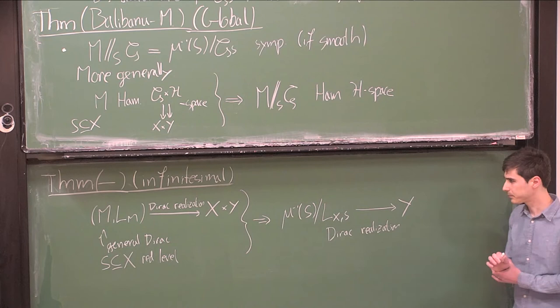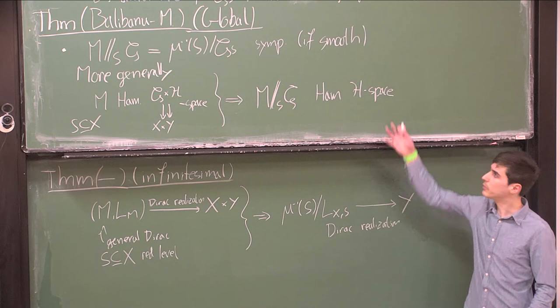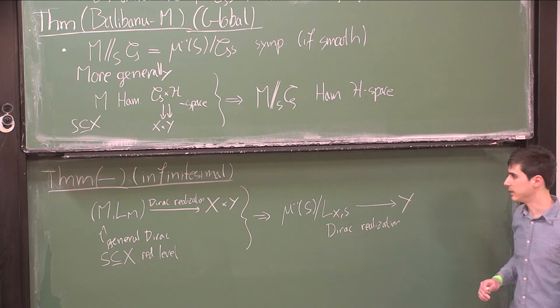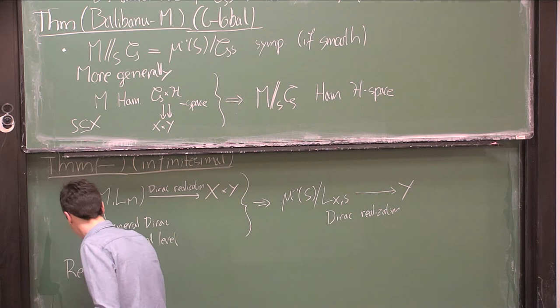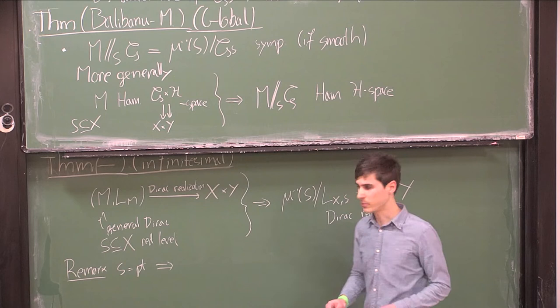Okay, so this first part here was imagined using shifted symplectic geometry, but then we can state this one coming naturally from that one, and then we prove this just with standard differential geometric techniques. And the remark is that if S is just a point, this already appeared in previous work of Enrique and Marius, who are in the audience. This was a notion of reduction.